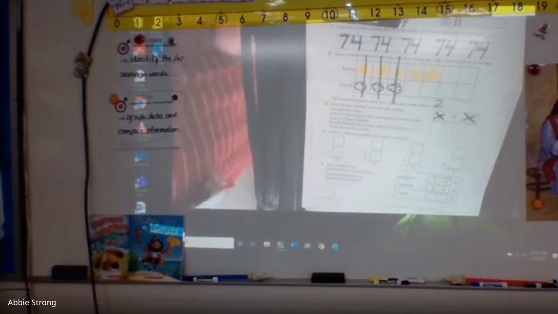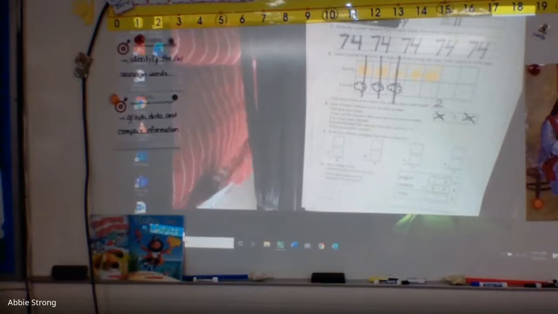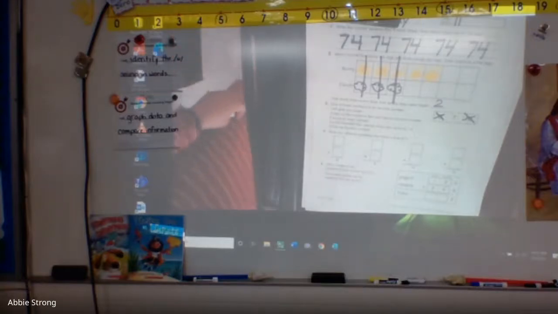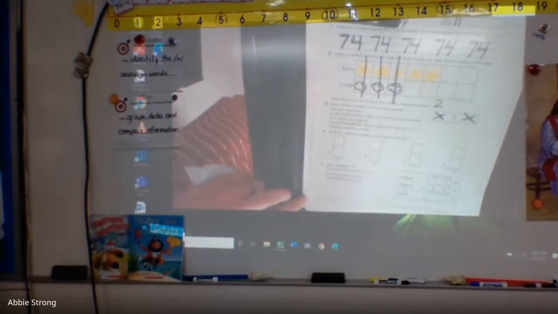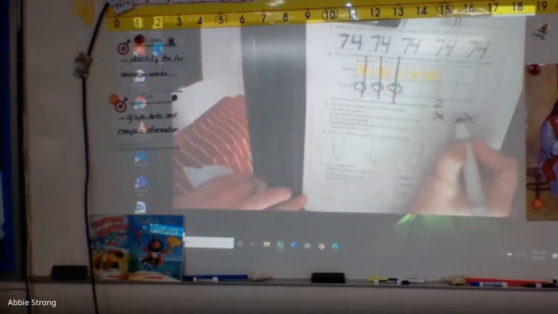It says it is not the even or the number that you say between 4 and 6. So it says circle my favorite number. 7. 7. Good.